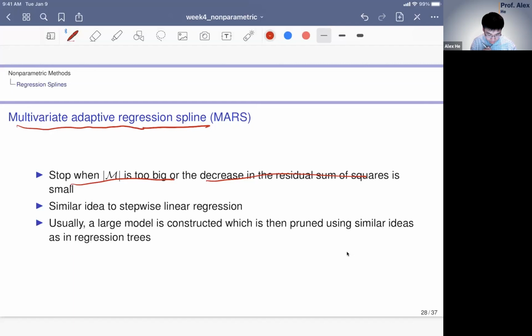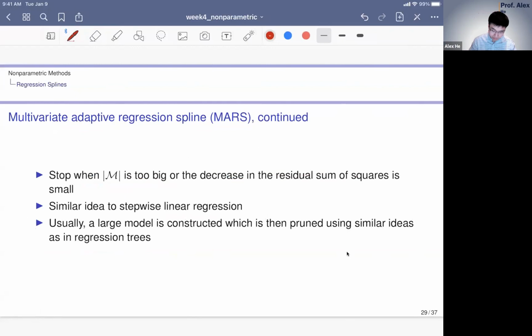So it's a similar idea to stepwise linear regression, and also similar to the regression trees. I'm going to correct this and add back the full procedure. It's actually missing one slide where you have the actual procedure. But when you do it in Python, it will run pretty quickly, and it will tell you which functions you decide to keep and which ones are pruned.